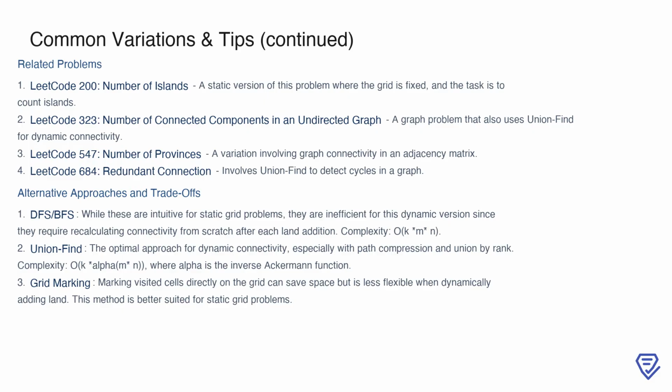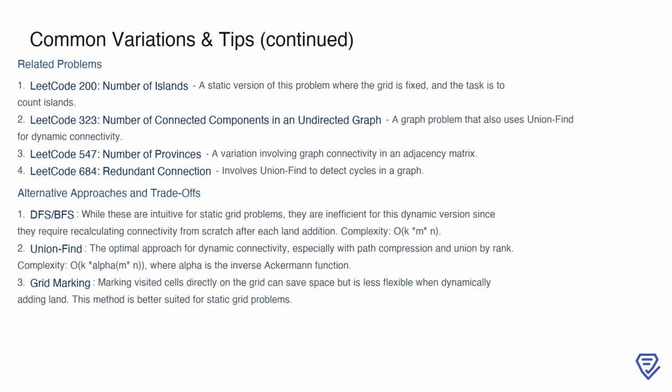When considering alternative approaches, DFS and BFS are intuitive choices for static grid problems but are inefficient for this dynamic version, as they require recalculating connectivity from scratch with each land addition. These methods operate at a complexity of O(k*m*n), which doesn't scale well. On the other hand, union find is the optimal approach here, especially when enhanced with path compression and union by rank, achieving a complexity of O(k*alpha(m*n)), where alpha is the inverse Ackermann function.